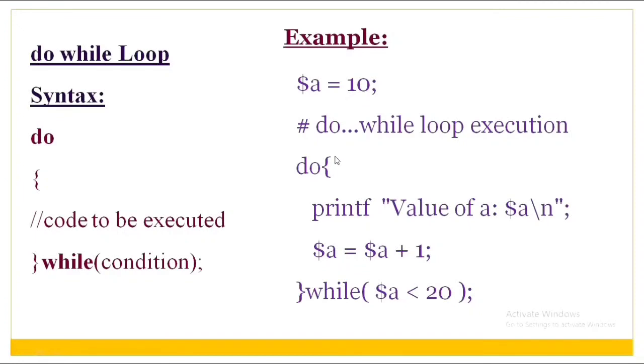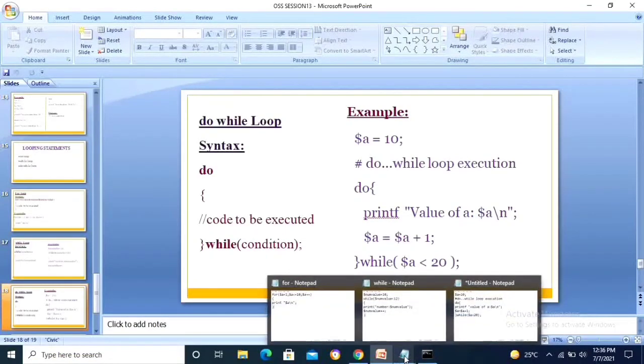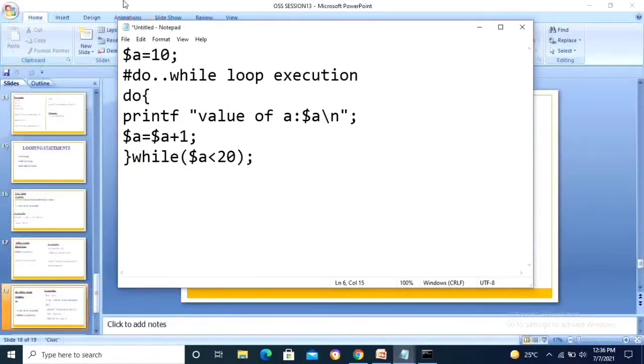Do while loop execution. Do, open. The statement print value of A. A value is assigned, A equal to A plus 1 semicolon, and ending the do statement, while condition A less than 20. Okay. Next, open the notepad and write the program. After that, execute this program in command prompt. Next, notepad is open. I have already typed this program.